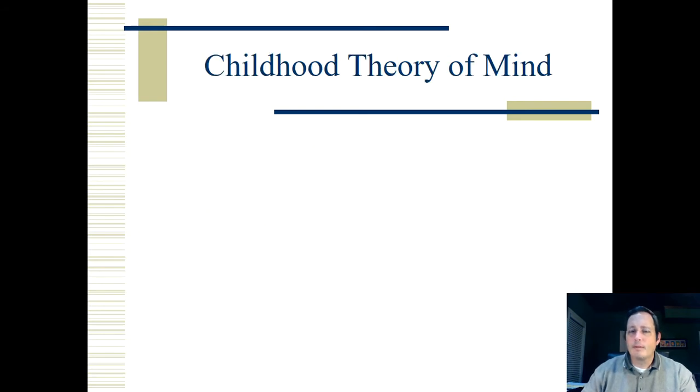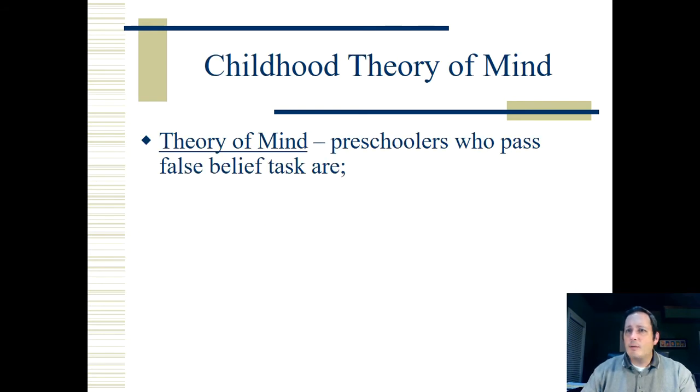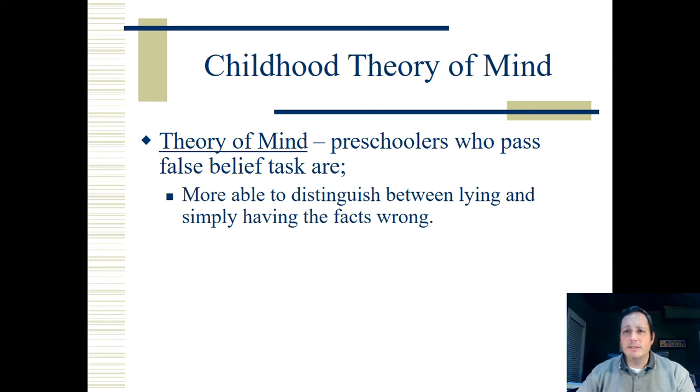Okay. Now, back to theory of mind, which we discussed earlier in the chapter. Remember, theory of mind is that belief-desire psychology, the idea that you can have a false belief that reflects and influences your behavior. And so those toddlers and preschoolers who pass the false belief task around the age of 4 are more able to distinguish between lying and simply having the facts wrong.